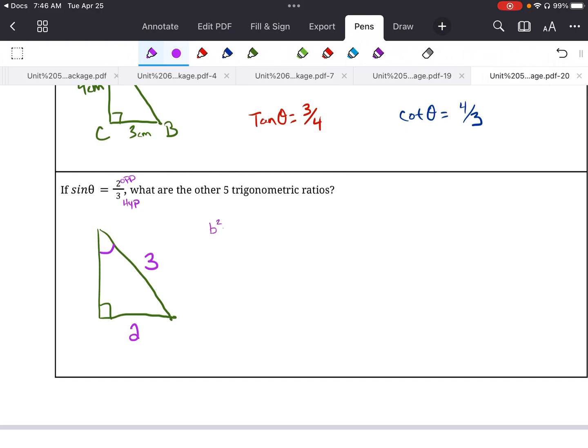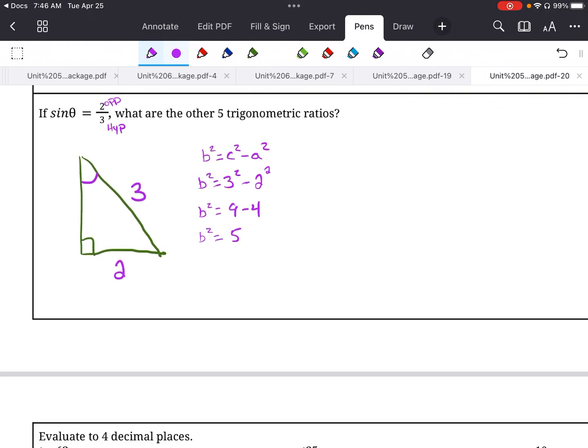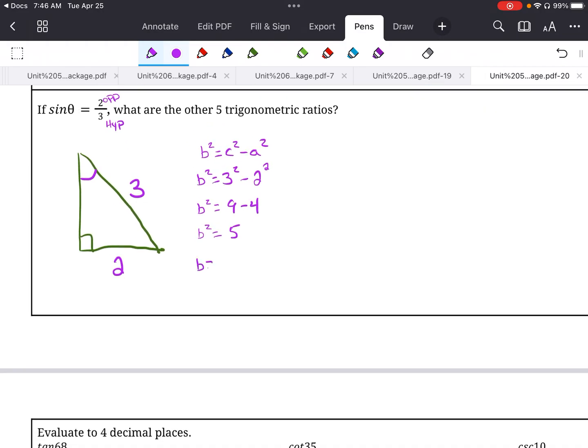It will be b squared equals c squared minus a squared. Okay, so we get 9 minus 4. So b squared equals 5, and we want to know what b is. So b will be the square root of 5. Because you can't just square root 5, we're going to leave it here as the exact answer.